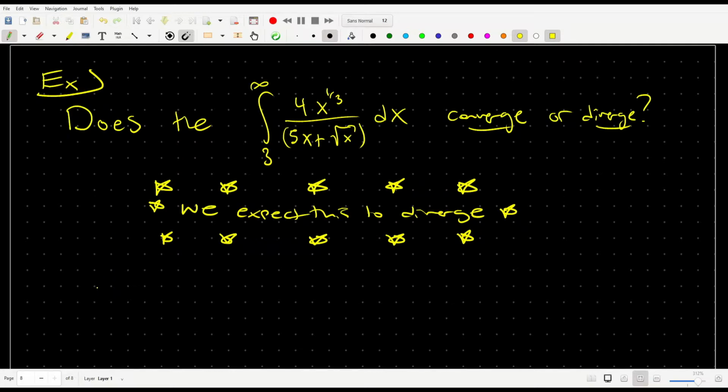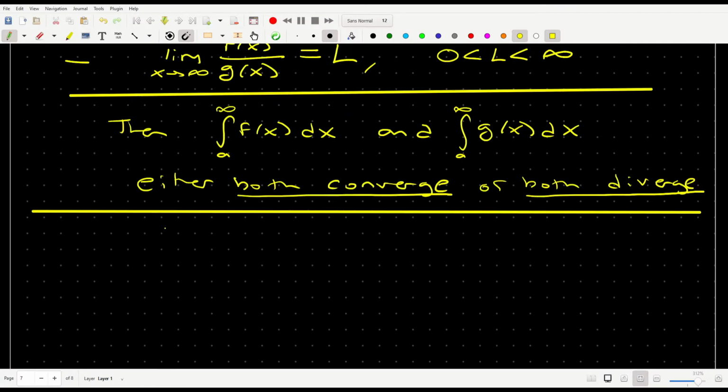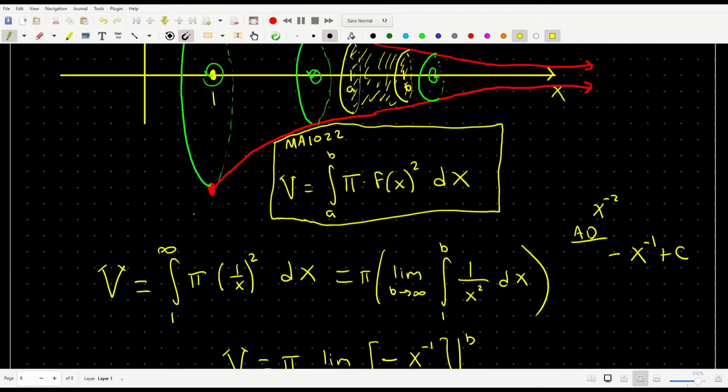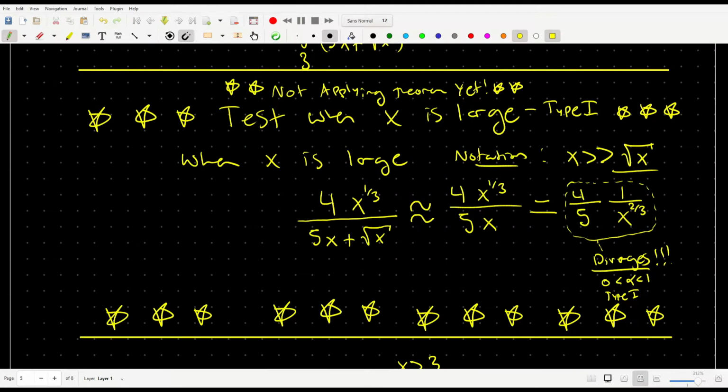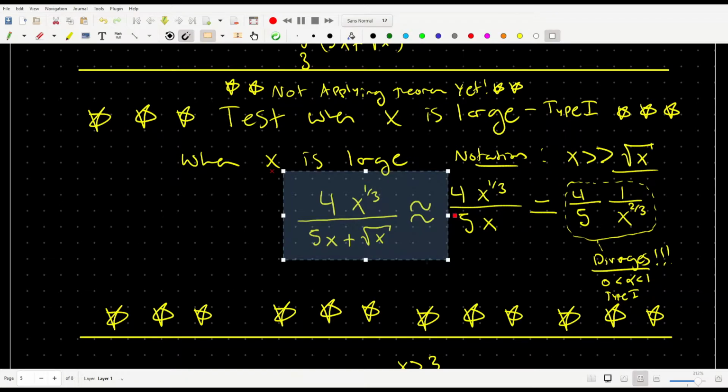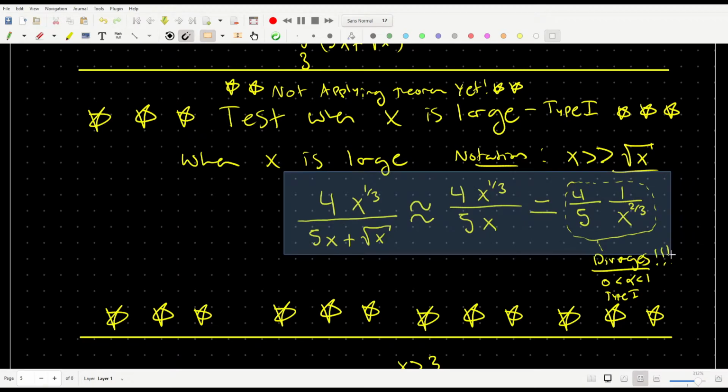It's also useful to remember, and I'll scroll back up just to remember what we found from that process. From that process, we found that for large values of x, this function is approximately equal to 4/5 over 2/3. So I'll copy this entire thing and bring it down.